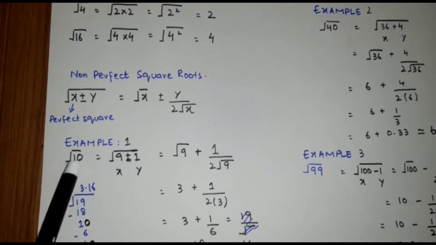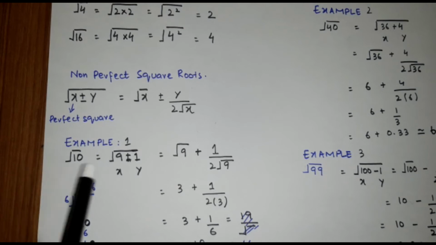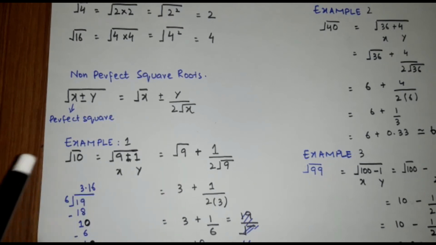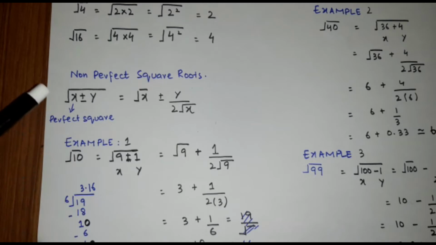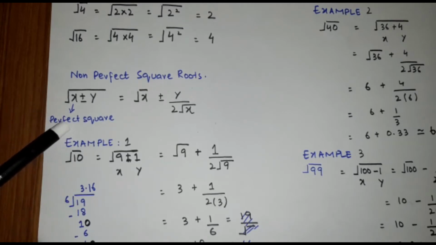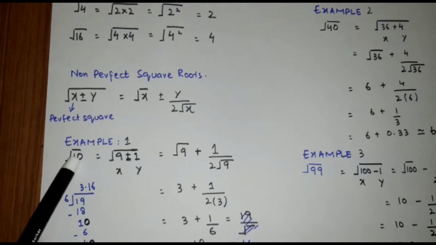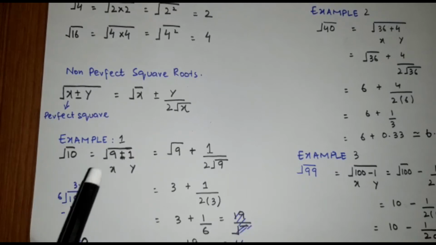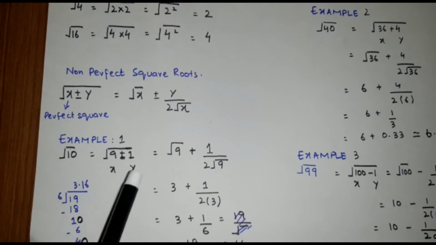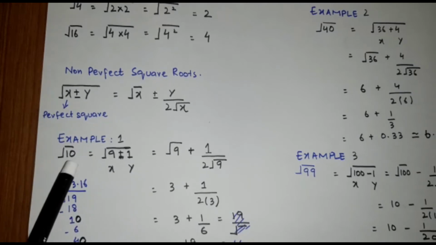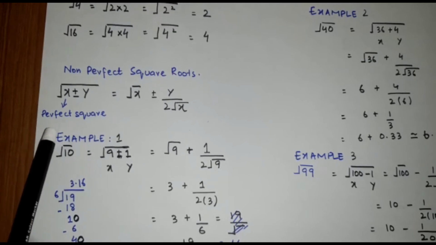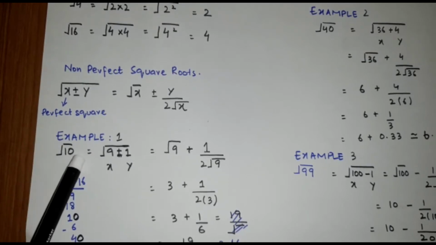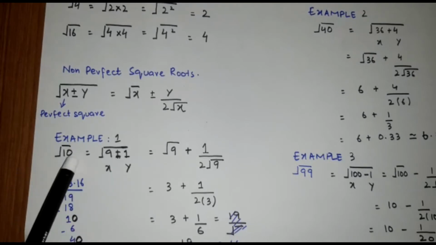I can either break 10 into 5 plus 5, because the sum 5 plus 5 is also equal to 10, or 3 plus 7, but one of the conditions of the formula is that x must be a perfect square. So in this case we are going to break 10 into 9 plus 1. I can also break 10 into 16 minus 6, because 16 is a perfect square and 16 minus 6 is also equal to 10. However, we are going to take x as a number that must be very near to 10. So here 9 is nearer to 10 as compared to 16.